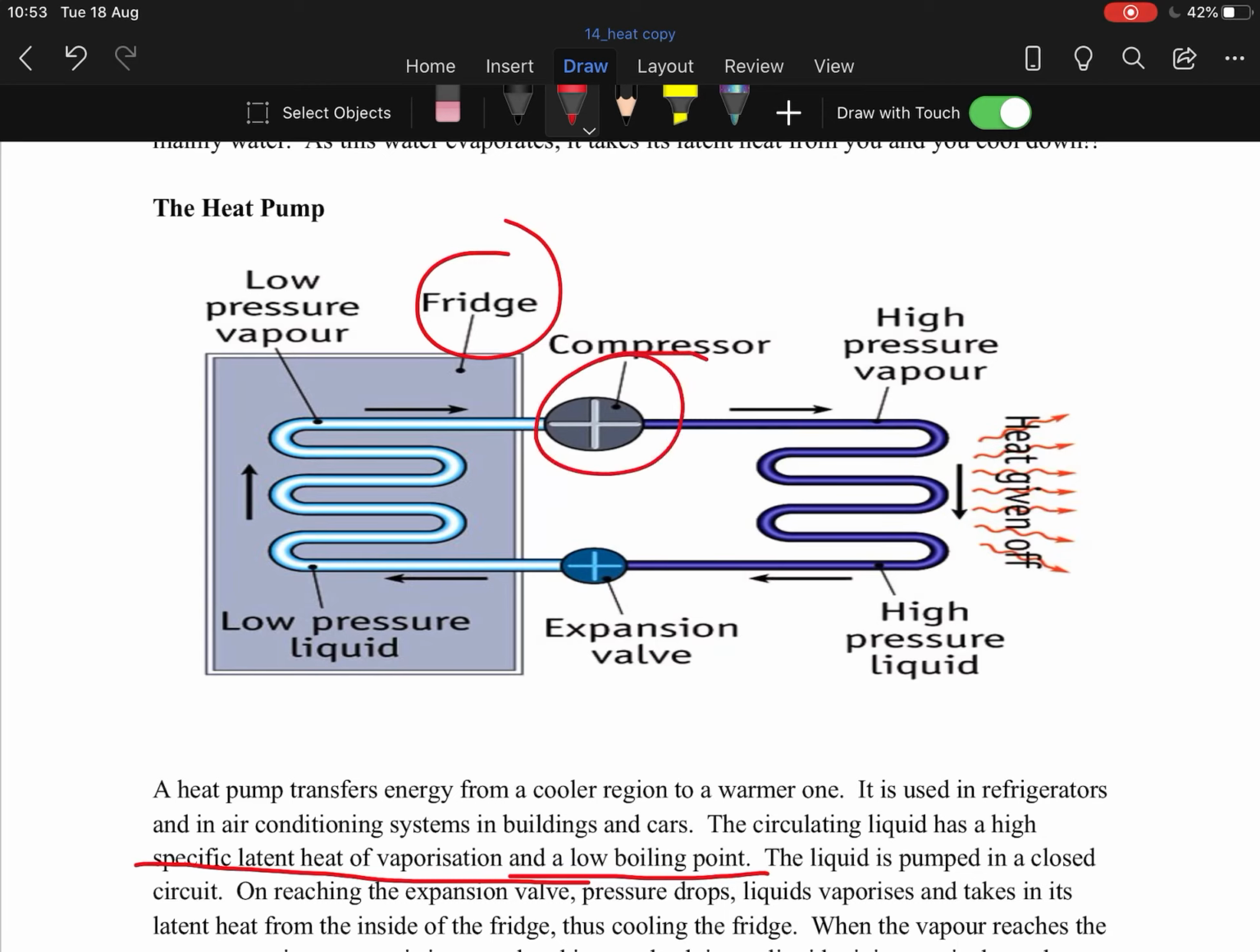It then comes back out. The compressor forces it back into a liquid. That's why the back of your fridge is hot. It's taking the heat from inside the fridge and spitting it out the back. Why? It's got a high specific latent heat. In other words, it takes in a large amount of heat, but boils at a low temperature. How air to water systems are working is they do the opposite.